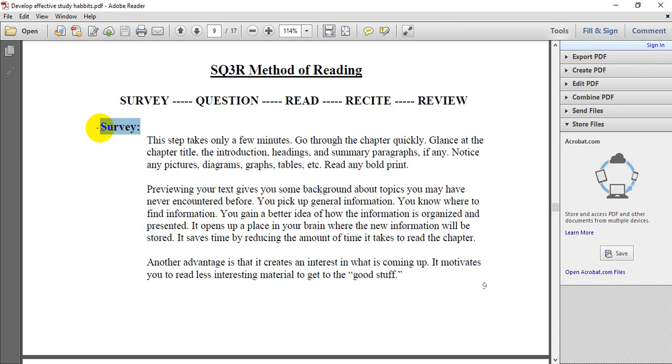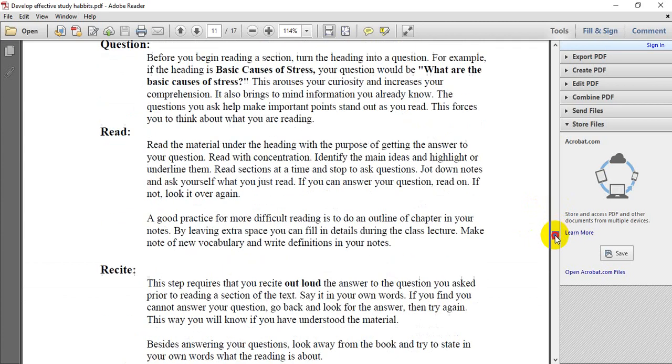The aim of this step is to get the general gist, the general idea of the material. Another advantage of this step is that it creates an interest in what is coming up. It motivates and evokes you to read less interesting material to get to the good stuff. This step saves your time by reducing the amount of time it takes to read the chapter. So it's very necessary to follow this step.